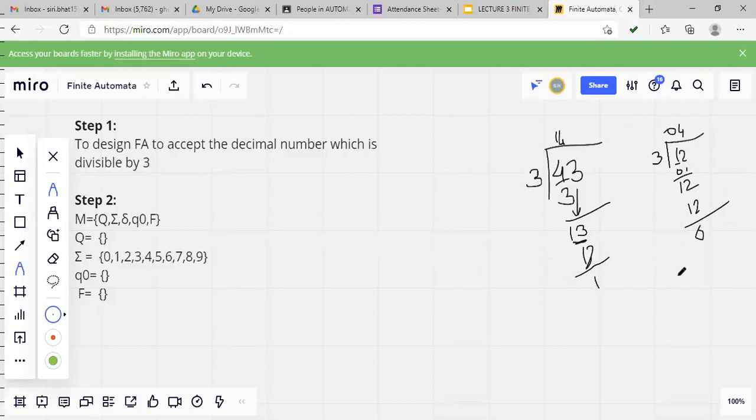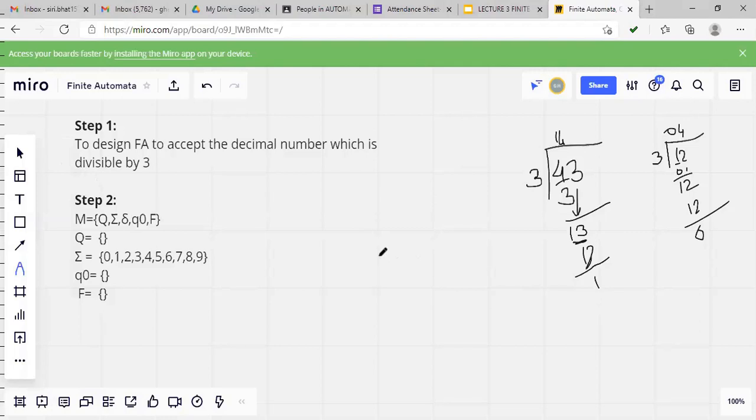So, what are the possible remainders when a number is divided by 3? What are the possible remainders? 1, 2 and 0. Karthik says 1, 2 and 0. What does the other student say? Only 0, ma'am. Why only 0? Because then only it will be divisible. Yes, that's why. When a number is divided by 3, what are the possible remainders? Okay, ma'am. Then it will be 0, 1, and 2.